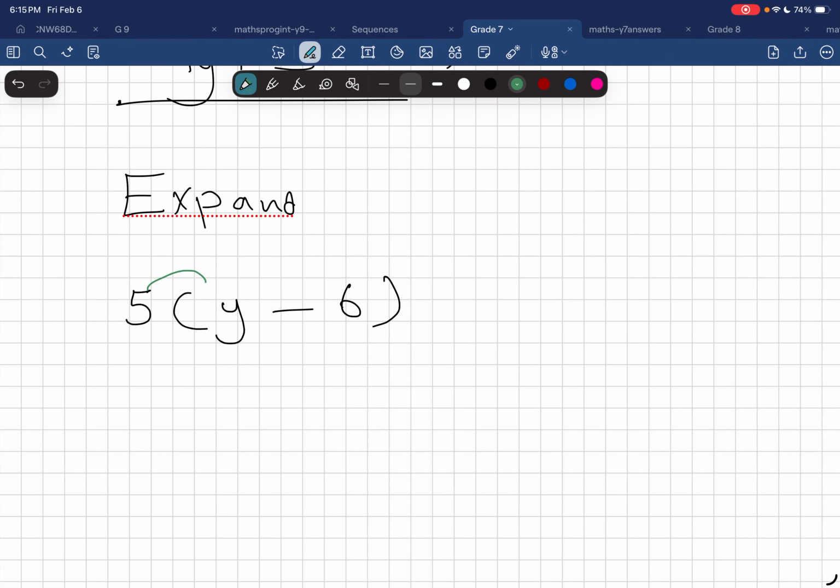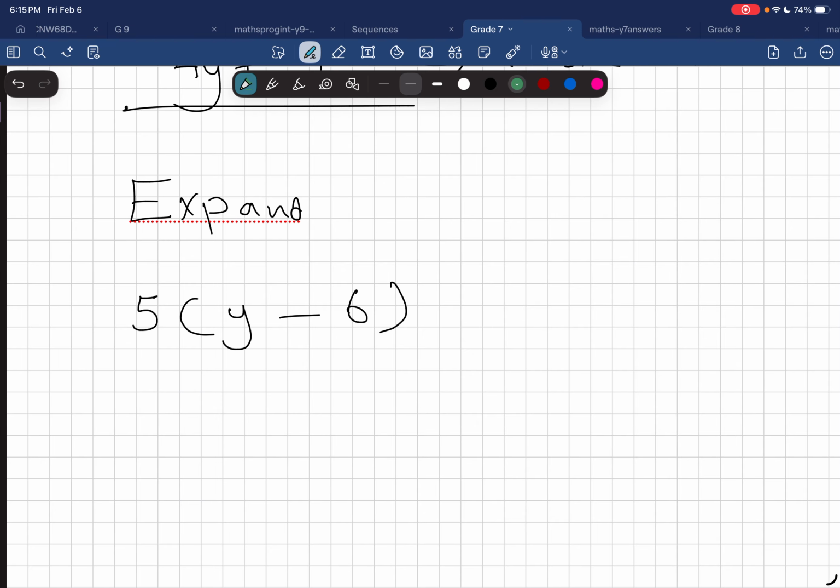So let's talk about expanding here, guys. So we have, for example, here 5 bracket y minus 3 minus 6, and we need to expand the 5 inside the bracket. And what's the sign here between the 5 and the bracket? It's multiplication. 5 times y is 5y, and 5 times minus 6 is minus 30.